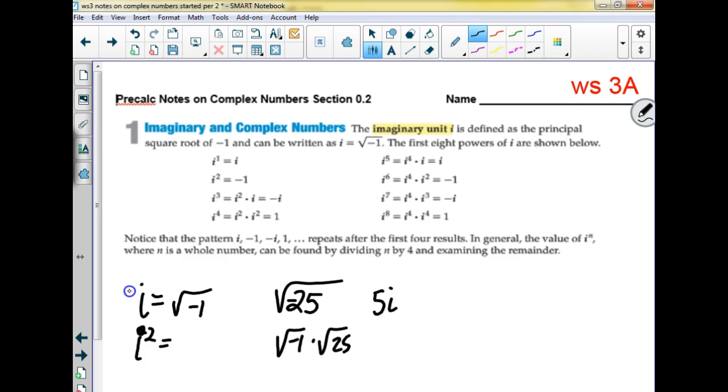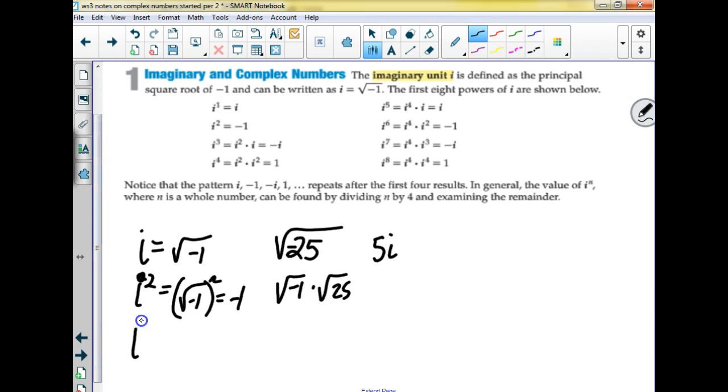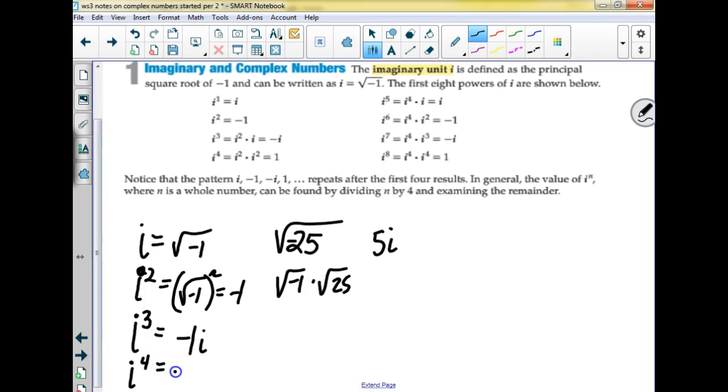All right, so if we square this side, we're going to square this side. And what's going to happen when we square a square root of -1? The square root of -1 squared will be what? Yes, the squared and the square root will cancel out. We'll just have -1. Now, if we do this again, we're going to multiply by an I on both sides, so we'd get -1i. If we do that to the 4th, we're multiplying by another square root of -1.